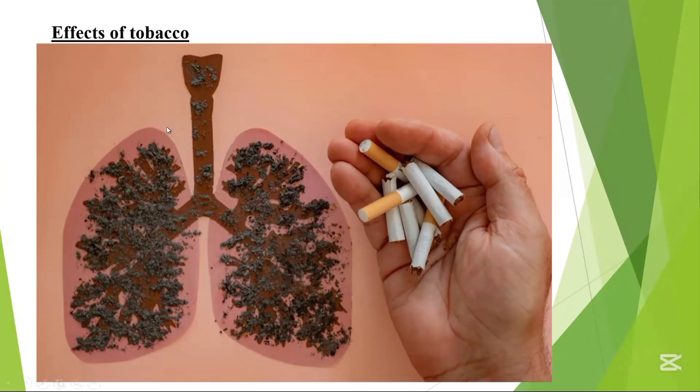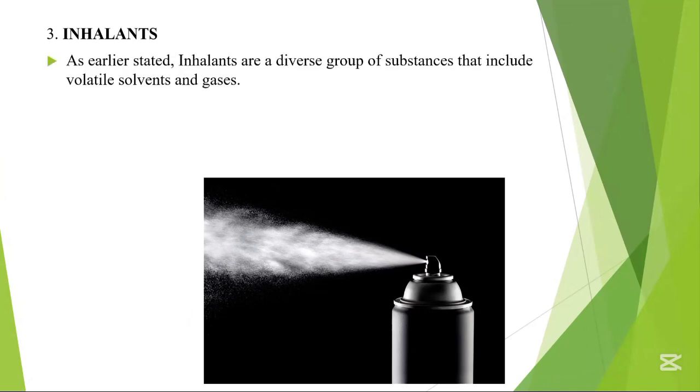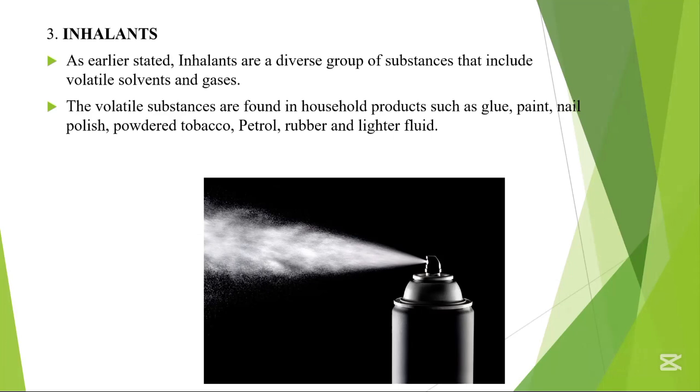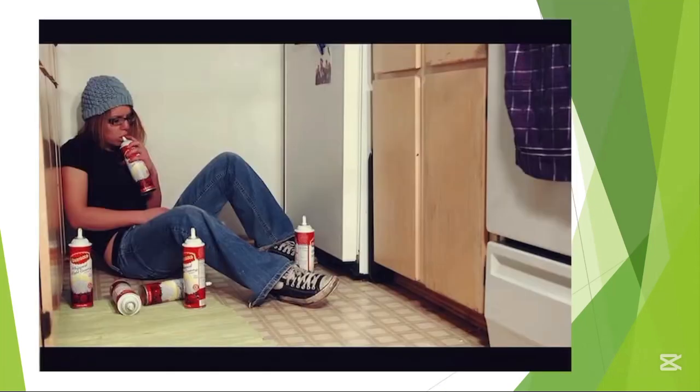Now, aside from that, I would like us to go to inhalants. Inhalants, I already talked about them. As earlier stated, inhalants are a diverse group of substances that include volatile solvents as well as gases. The volatile substances are found in household products such as glue, paint, nail polish, petrol, rubber, lighter fluid, and so on. Inhalants are usually sniffed from an open container, and the lungs allow rapid absorption. As a result, entry into the brain is fast and produces intense intoxicating effects. So when you talk about inhalants, you're talking about all those household products from which you can get the gas which you can sniff.